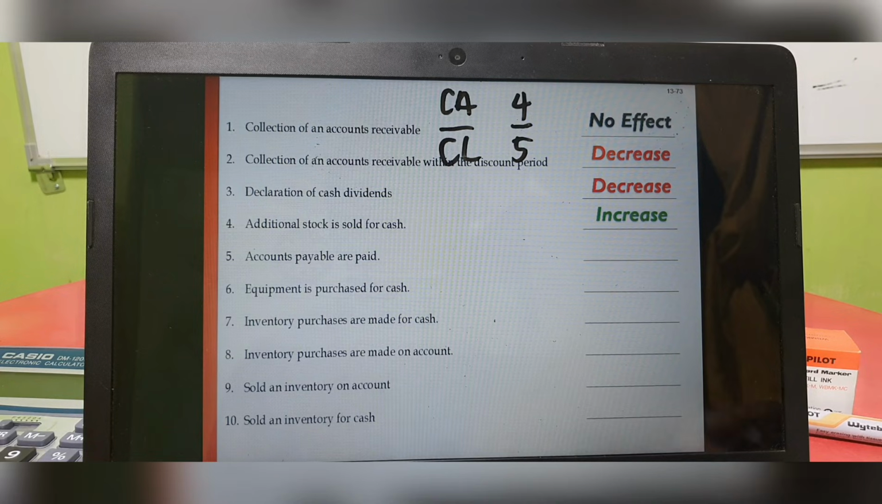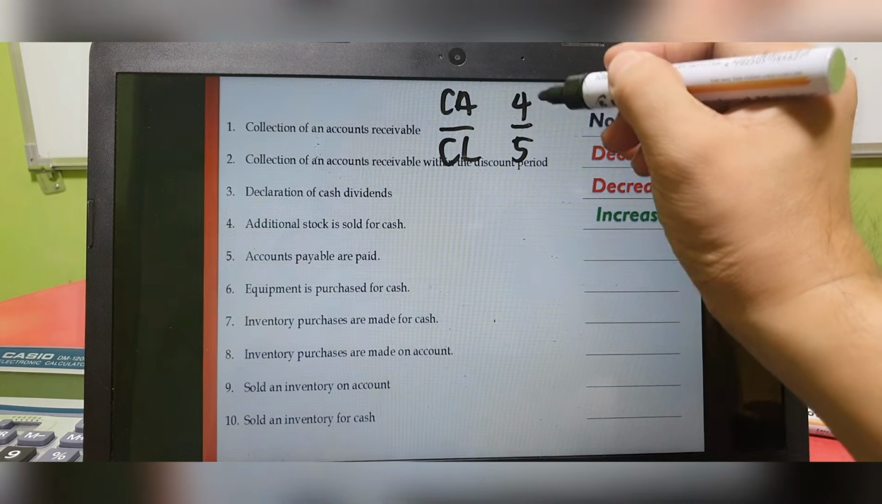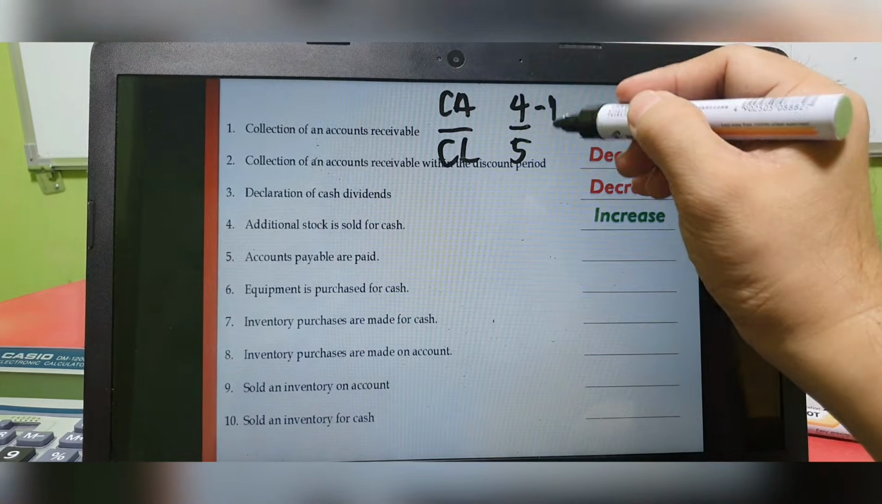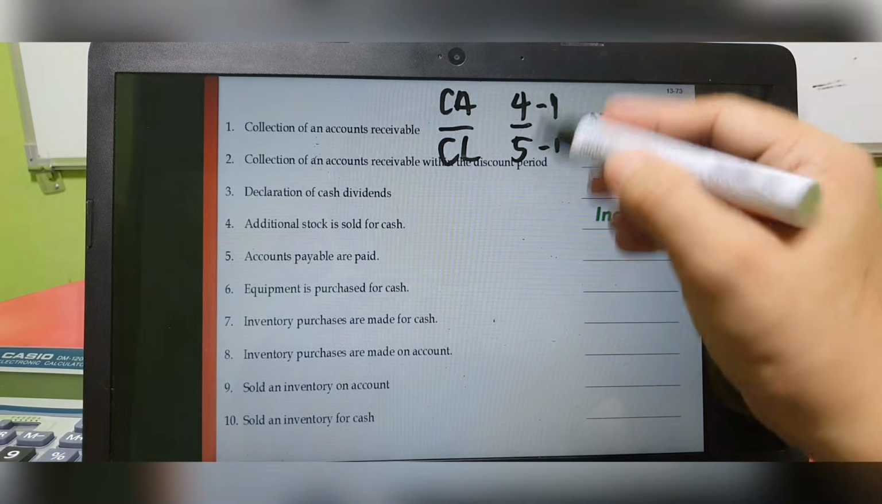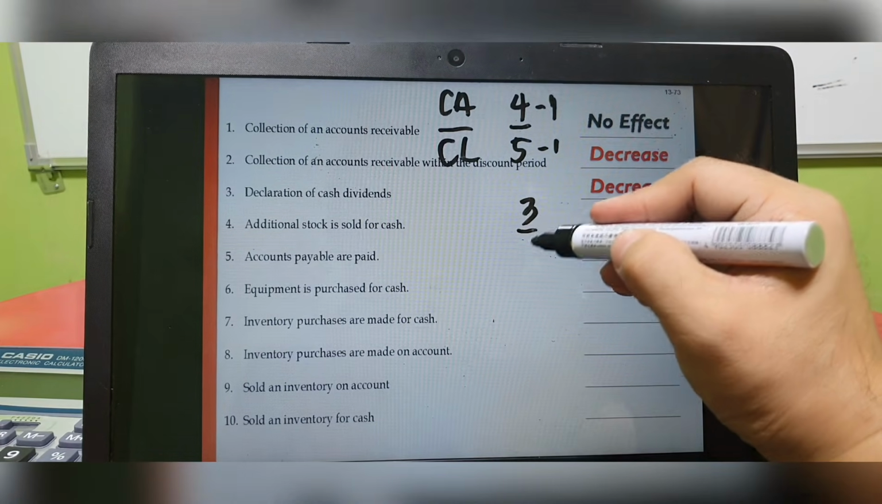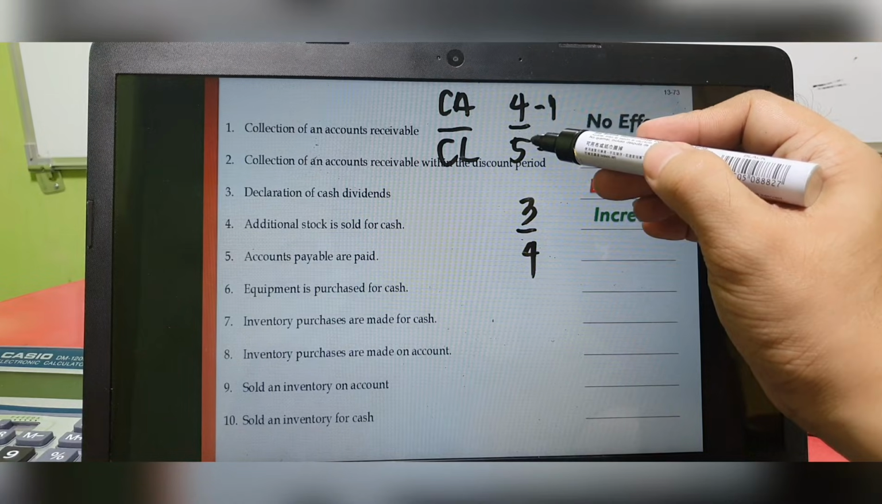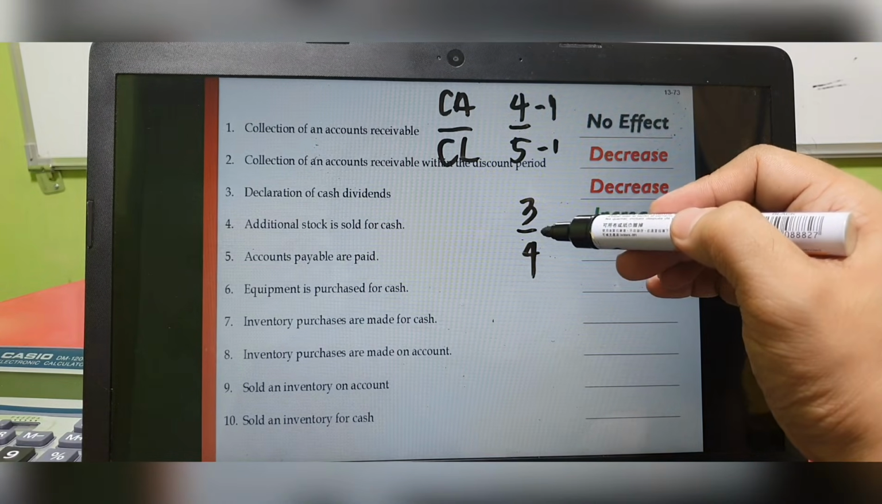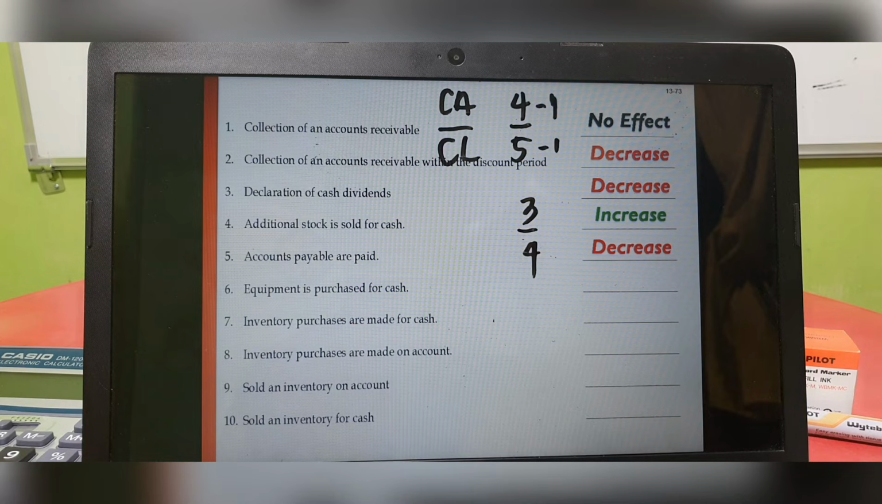Accounts payable are paid. So, ano nangyari sa numerator natin? Mag-minus tayo ng 1. Ano nangyari sa denominator? Minus din tayo ng 1. From 4 over 5, magiging 3 over 4 tayo. 4 over 5 is 0.8. 3 over 4 is 0.75. Therefore, ang answer natin ay decrease. Okay? Equipment is purchased for cash. So, nabawasan ang cash. Ang equipment natin ay, again, non-current asset. So, therefore, cash ay bumaba. So, ang current ratio natin ay bababa. Okay?